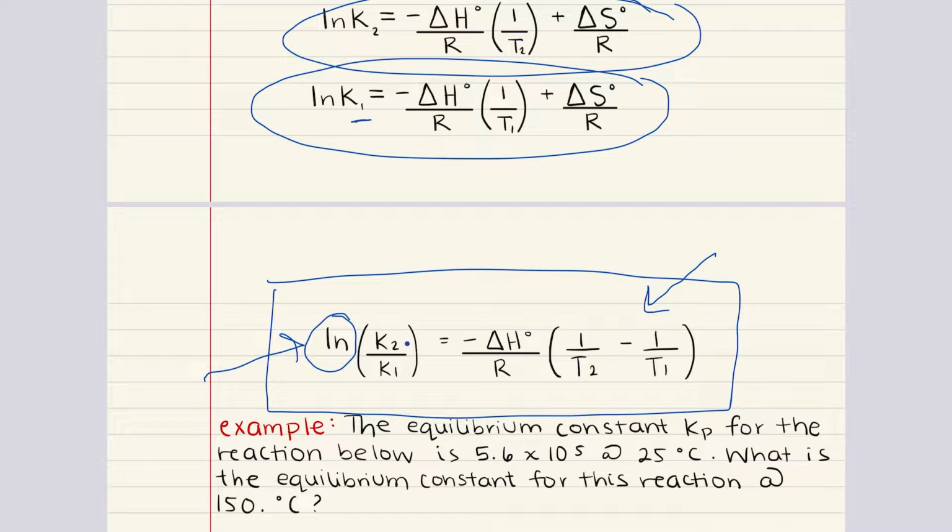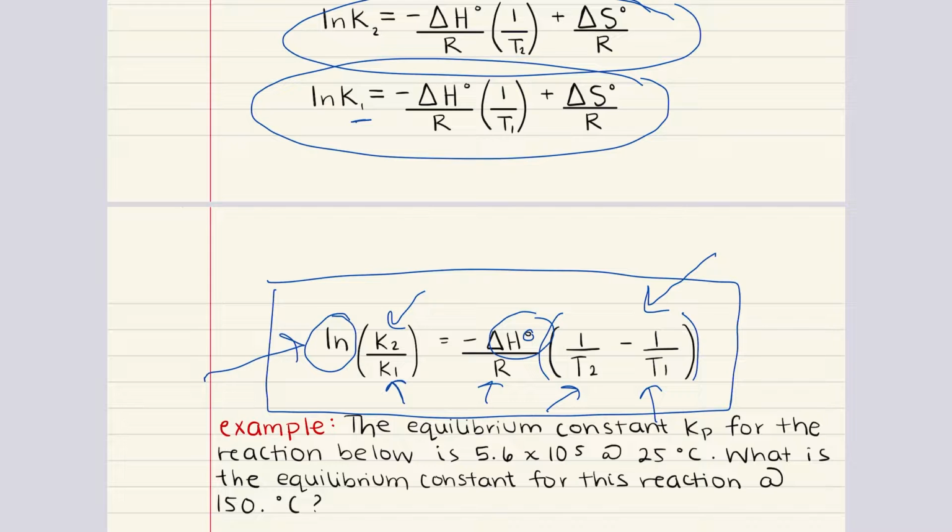In this equation, K1 is the equilibrium constant at the initial temperature T1. K2 is the equilibrium constant at the new temperature T2. Delta H is the standard enthalpy change, hence why it has this little 0 degrees, delta H naught, and it's divided by R, which is the ideal gas constant, and that's all multiplied by 1 over T2 minus 1 over T1. T2 is the new temperature, T1 is the initial temperature.